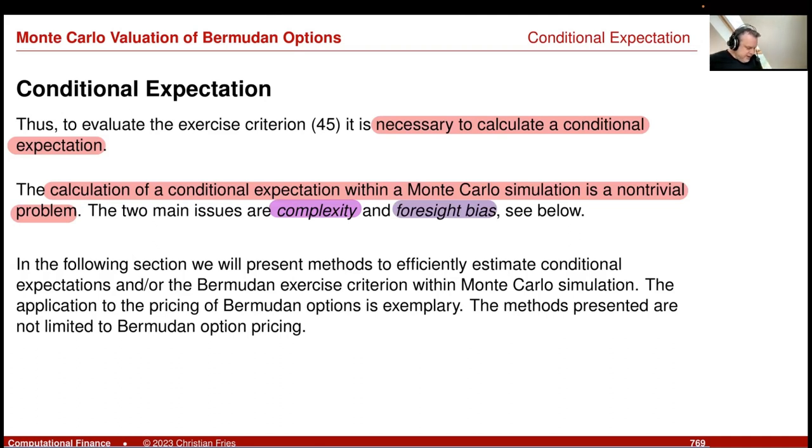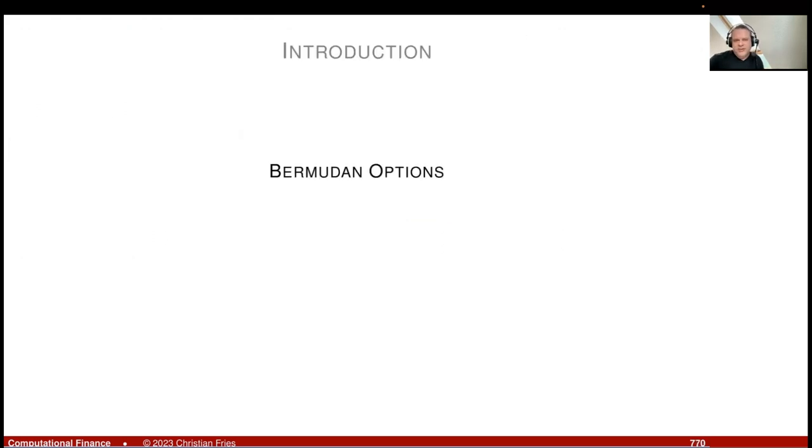So I will start by considering here the valuation of the Bermudan option, but this is an example. The remainder, the next session, is actually focused on how we estimate the conditional expectation operator. And these methods are not limited to Bermudan option pricing, so you can apply them in many different contexts where you need a conditional expectation operator within the Monte Carlo simulation. Let's start with Bermudan options.